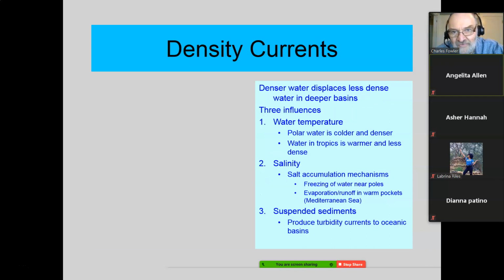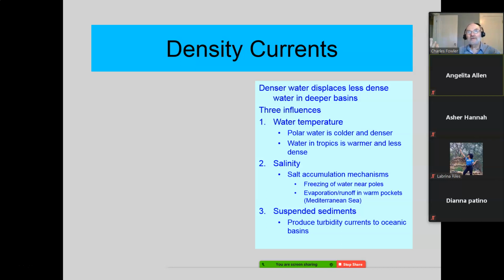Okay, so let's first look at the density currents. Now, denser water, because it's more mass per unit volume, tends to go to the bottom. Less dense water comes to the top. Okay, now there's three things that influence density. The first of these is water temperature. Colder water is more dense than warmer water. So colder water tends to go down, warmer water goes up. Basically the same thing we talked about before with air.